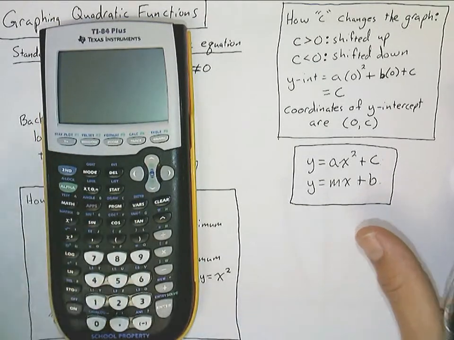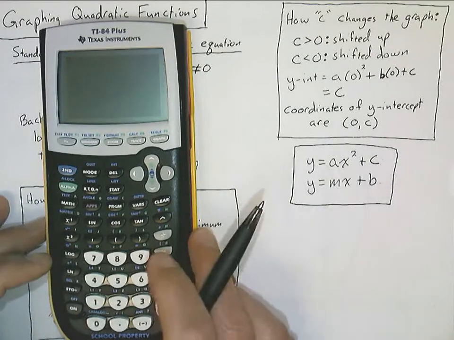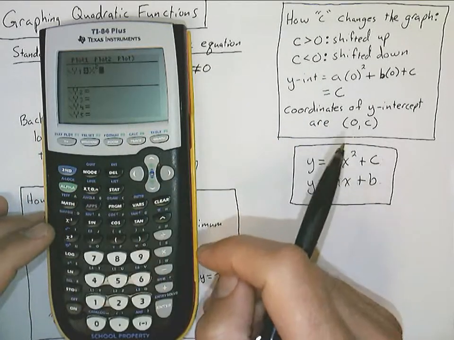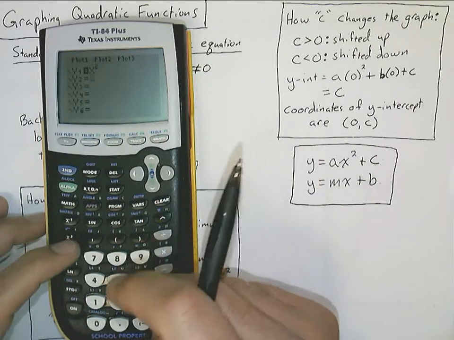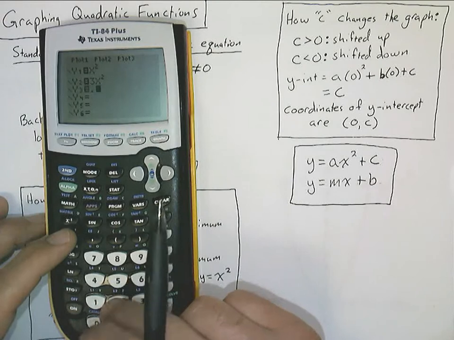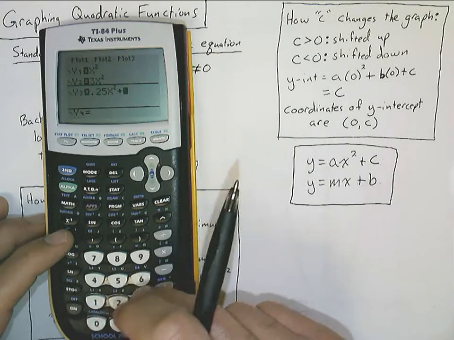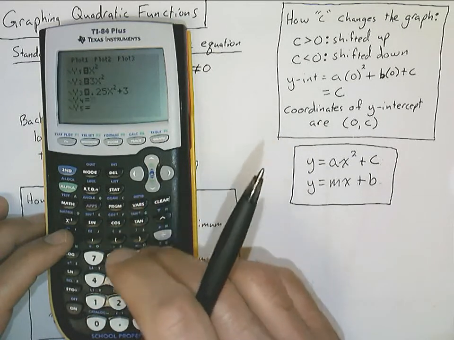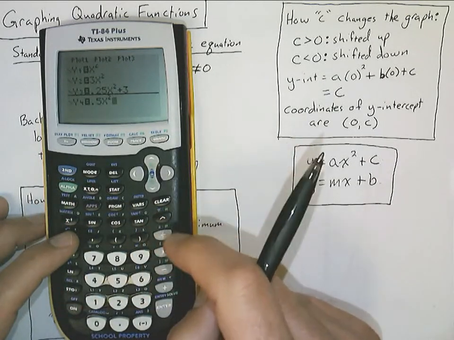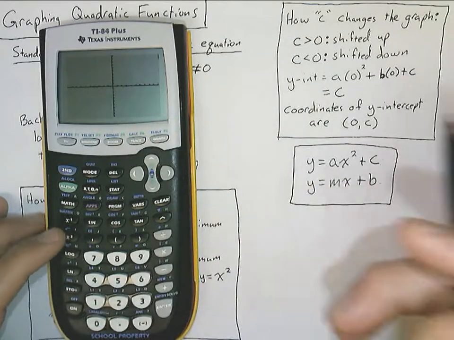Because if we look at various equations like y is equal to ax squared plus c, let's just graph a few of those. Start off with just the parent function y equals x squared. Okay, let's do 3 times x squared. Let me do maybe 0.25 times x squared. Maybe we'll add on a c here, plus 3. And let's do maybe 0.5 x squared plus negative 3. And we'll graph all of those and see what they all look like.